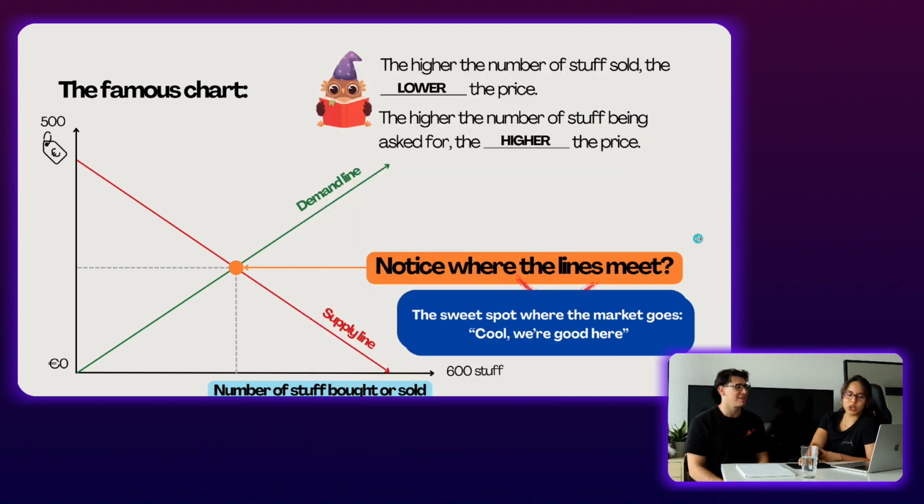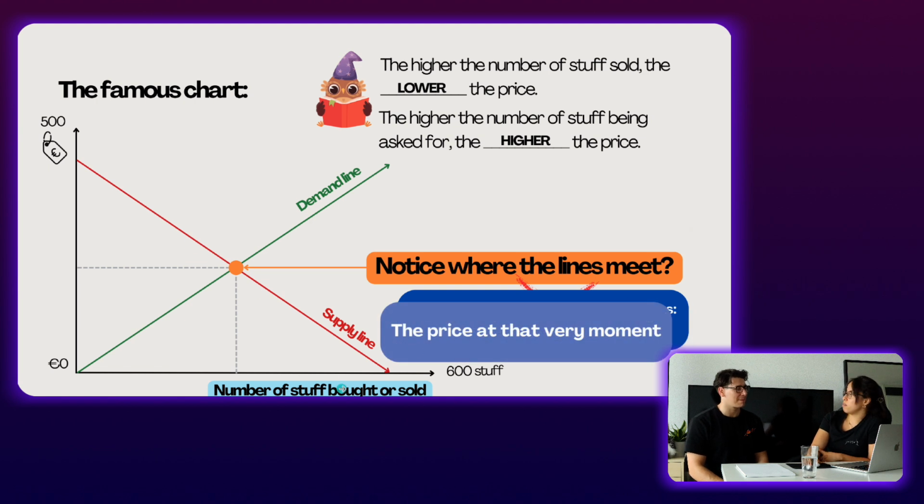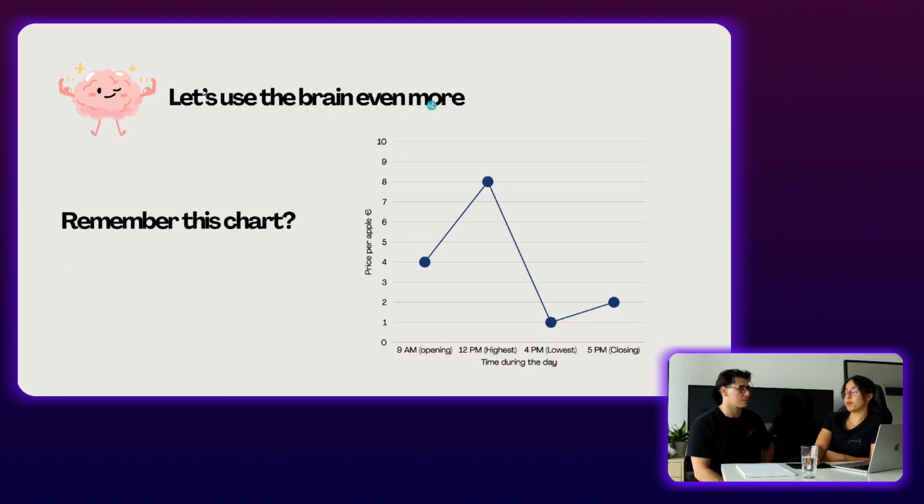Cool. So it's the price at that very moment, here, where supply and demand meet. They're crossing. What would be the price here? 250, I guess.